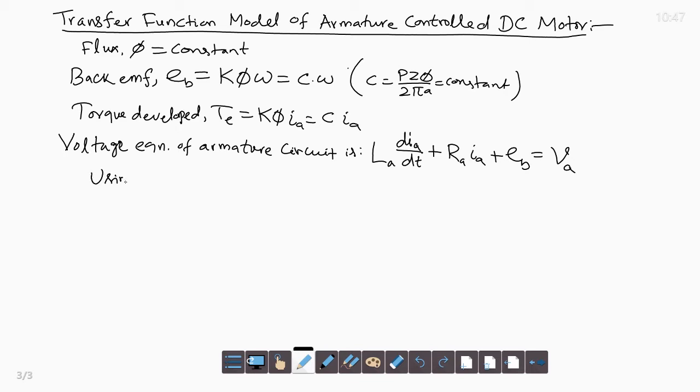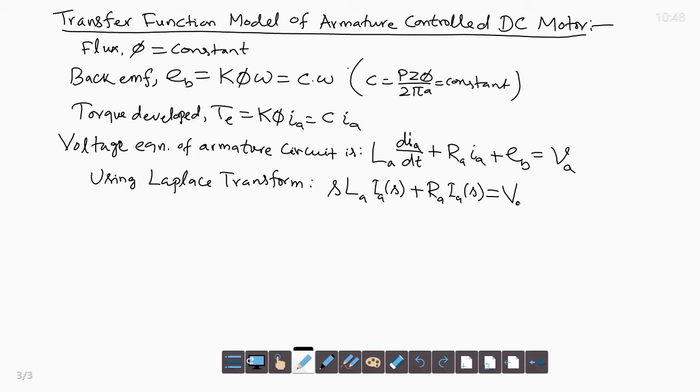So, using Laplace transform of the above equation, we have S into LA into IA(S). We consider the initial current to be 0 because we are interested in a transfer function model. The transfer function approach considers the initial condition to be 0. So, initial armature current is 0.